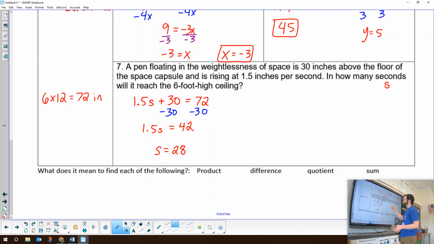So what's my answer to the problem here? How many seconds will it take for it to reach the top of the ceiling? It's going to take 28 seconds. Okay?